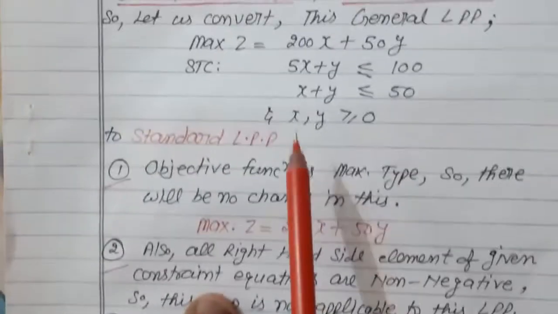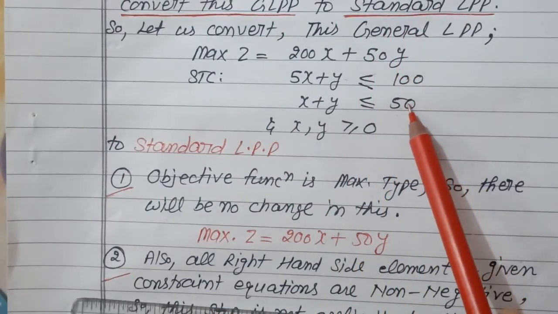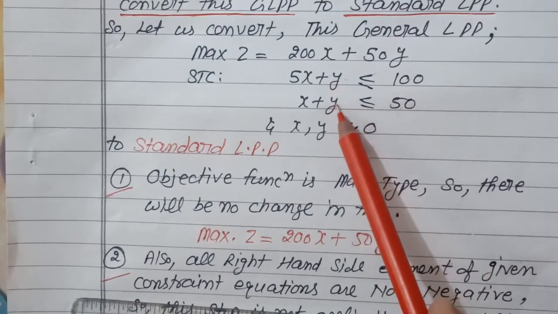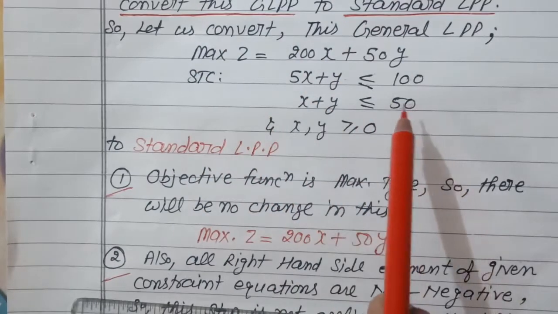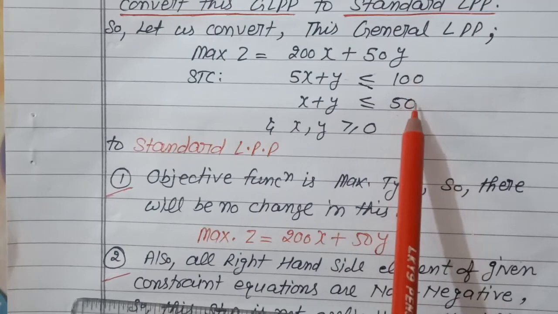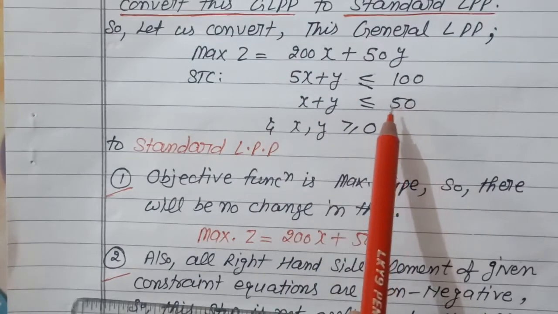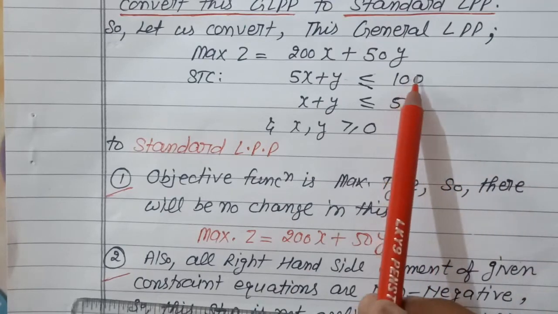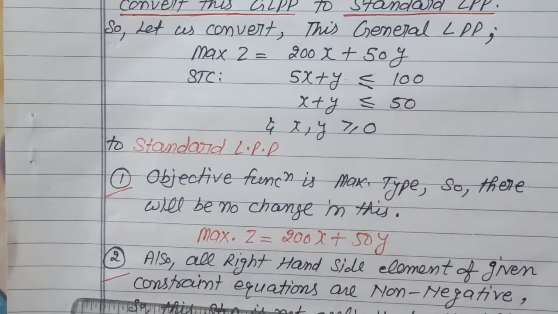Now the second condition is that the right hand side elements of the constraint equations must be non-negative. Here in this question you will see that the two right hand side elements of the constraint equations are already non-negative, so our second condition is fulfilled. We don't have to change these two elements, so they will remain as they are. Let us check the third condition.